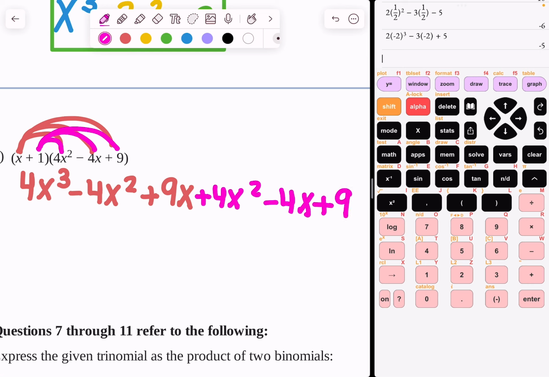Now let's combine like terms. This is the only cubed term I have, 4x to the third. Then negative 4x squared plus 4x squared actually becomes 0.